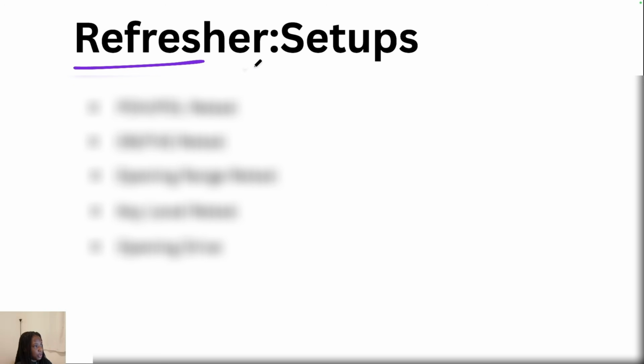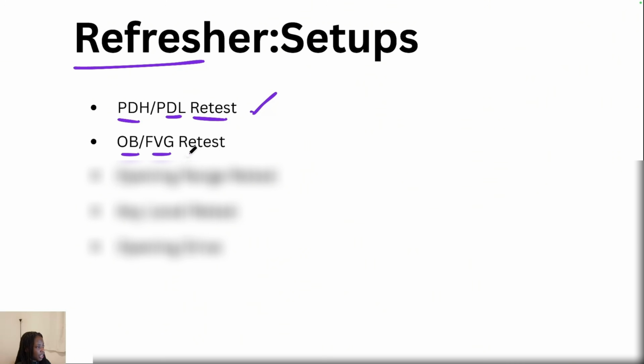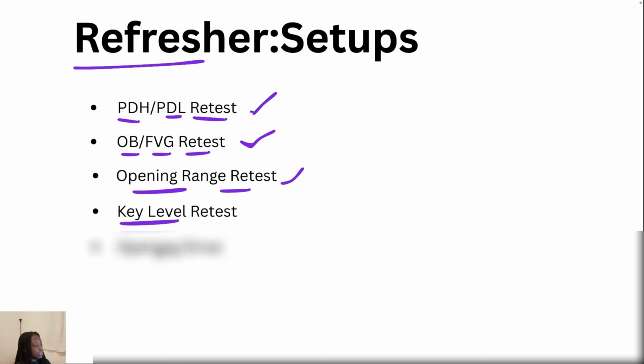Now, a refresher on the setup. You can trade the previous day's high and previous day's low retest, which is pretty straightforward and easy. I've also made a video around this. And the order block of fair value retest, that's another strategy. There are so many strategies: opening range retest, which I've explained on this channel as well, key level retest, opening drive.